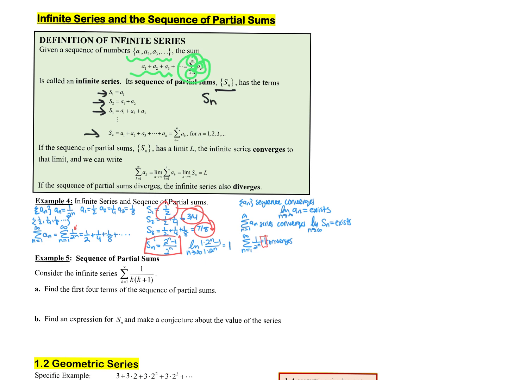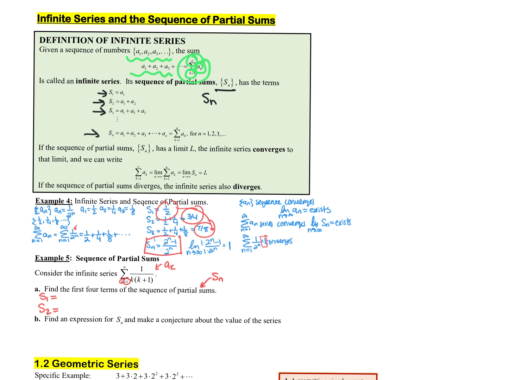So let's look at one more example here. So here we have a series. So this is your A sub k or A sub n. They're the same thing, just using a different index here. So we start at 1 and go all the way to infinity. So we're going to find the first 4 terms of the sequence of partial sums. So the sequence of partial sums is S sub n. So we want the first 4 terms of that. So we want S sub 1, S sub 2, S sub 3, and S sub 4.